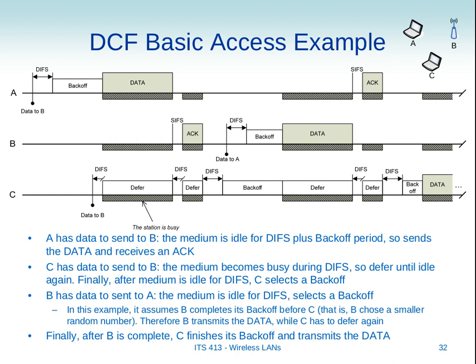B must wait a short interframe space, for example, 10 microseconds, and C must wait 50 microseconds. That is, the medium must be idle for 10 microseconds before B transmits the ACK, and for C, it must be idle for 50 microseconds. If they start at the same time, then always the short interframe space will finish first and the ACK will be transmitted, which will make the medium busy again for C. That is, the DIFS will be interrupted by the ACK. The ACK gets priority over the data of C in this case. C defers and then tries again. Let's go through an example on the board, which is similar to this, but do some calculations as we go and see how it performs.